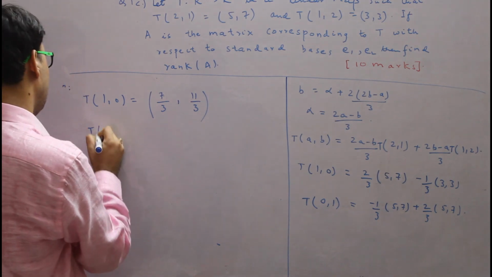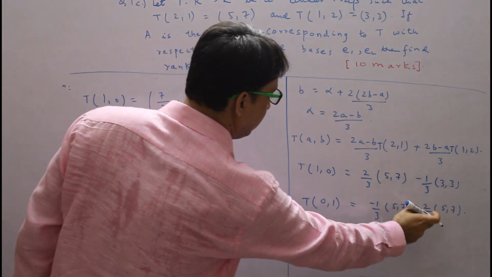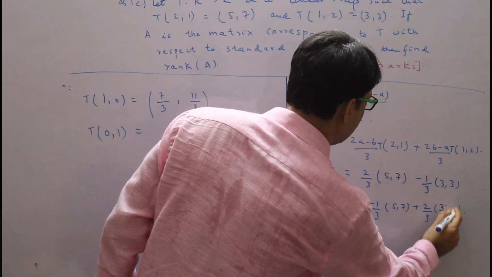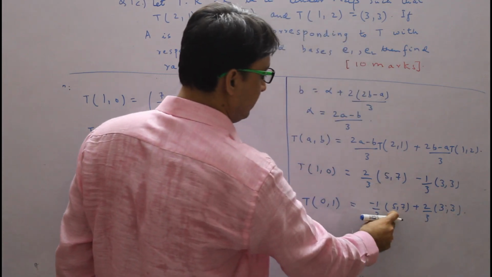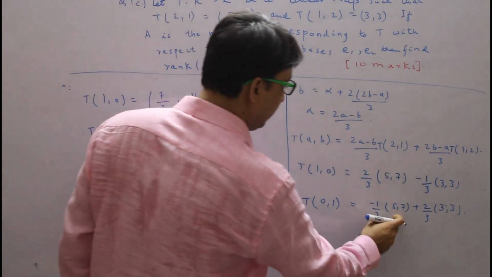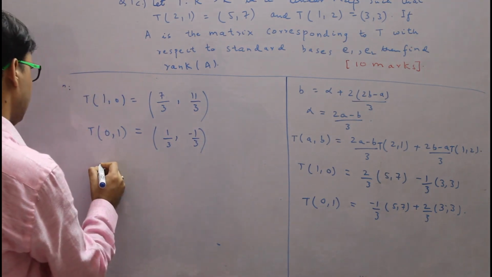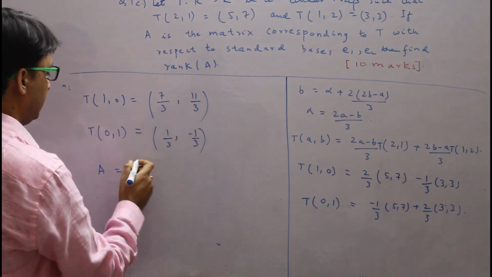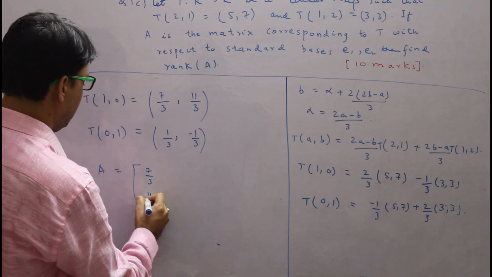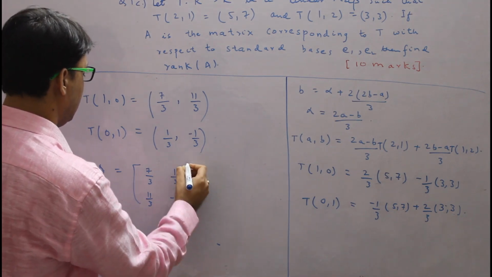Similarly, we will find T(0,1). This gives me minus 5 plus 6, this is 1 by 3. Minus 7 plus 6 gives minus 1 by 3. So we can write our matrix as the transpose of this one, (7 by 3, 11 by 3), (1 by 3, 1 by 3) transpose.